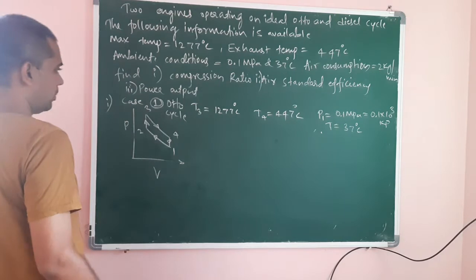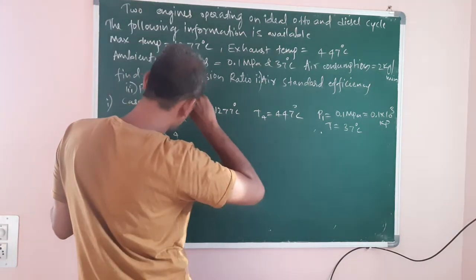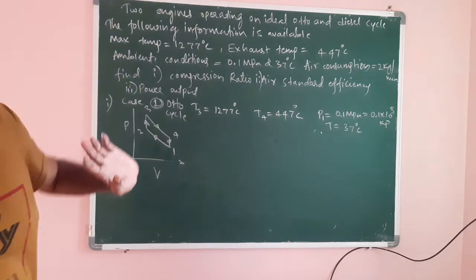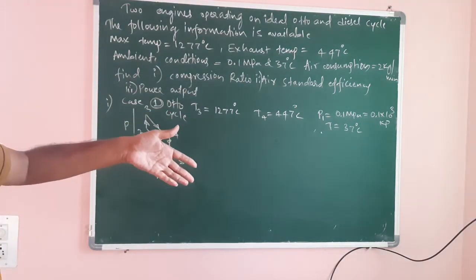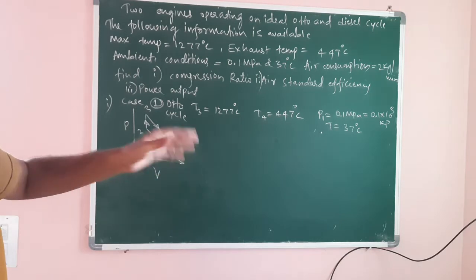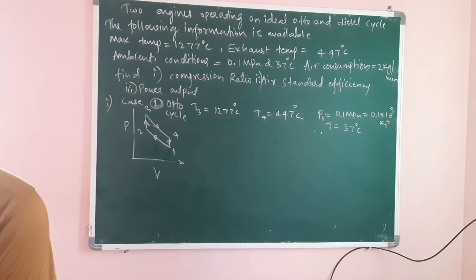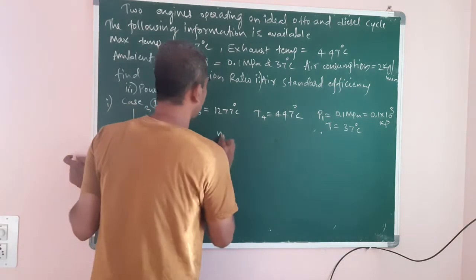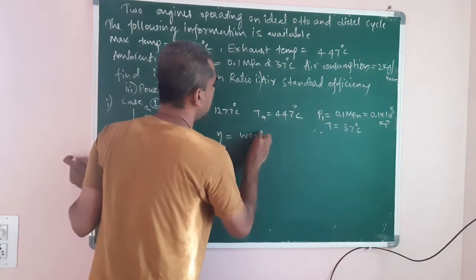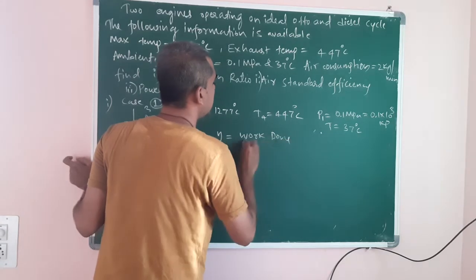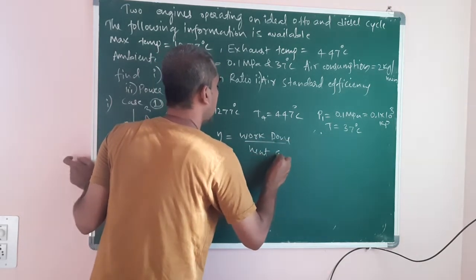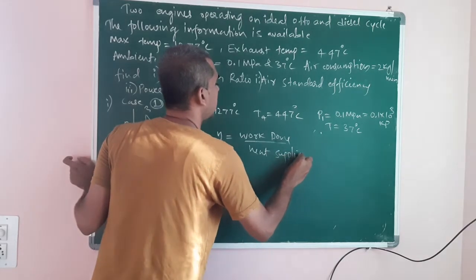Compression ratio and efficiency we have calculated. Now power output. Power is the rate of doing work. If we know the work done, then we can calculate power. We know efficiency is equal to work done divided by heat supplied.